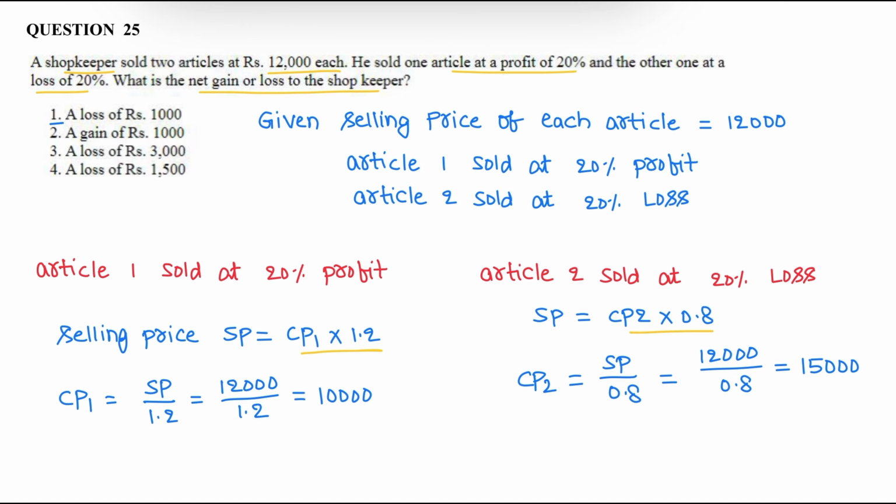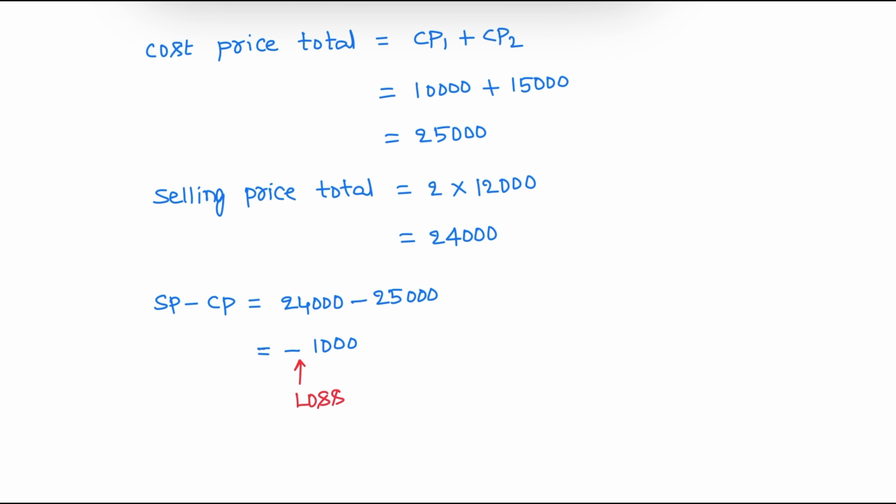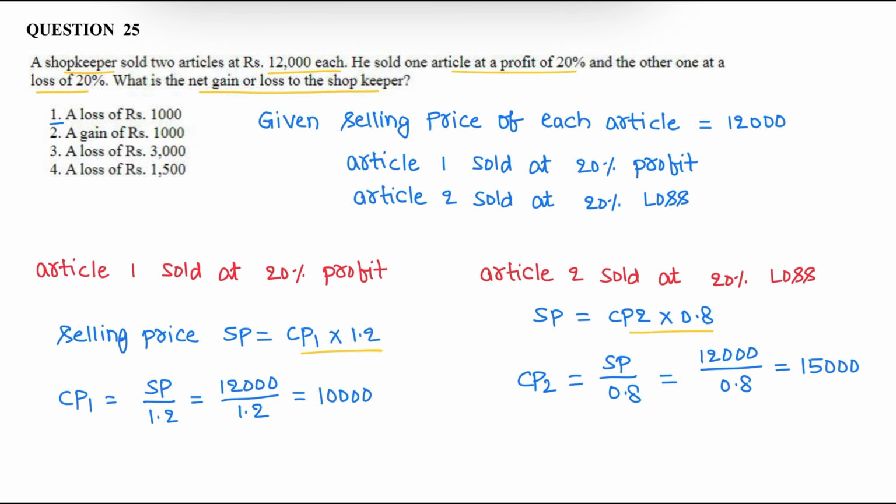So here the cost price of Article 1 is 10,000. For Article 2 it is 15,000. Now the total cost price is CP1 plus CP2, 10,000 plus 15,000, 25,000. The total selling price: each article is sold at 12,000 rupees, 2 into 12,000, 24,000. Now selling price minus cost price is 24,000 minus 25,000, minus 1,000 rupees. So this minus indicates a loss. So the correct answer is a loss of rupees 1,000. Option 1.